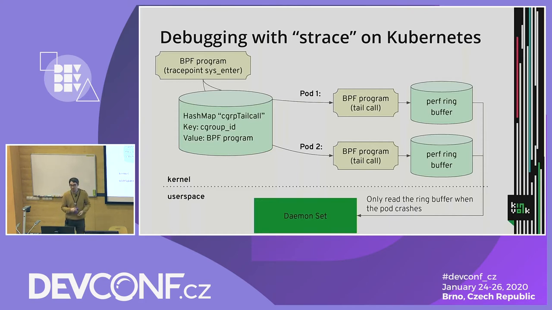depending on the cgroup. So I can distinguish if it is pod number one or pod number two or something else, and execute a different program that will have its own perf ring buffer. And then this buffer is continuously written when we have new system calls, but not read unless the user asks for it because something crashed and the user wants to debug.